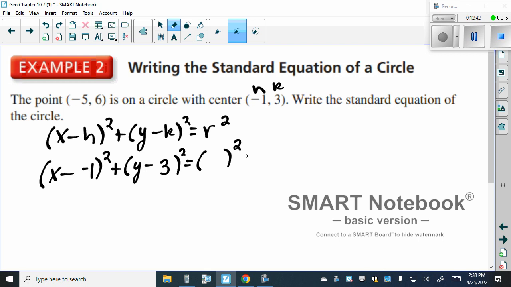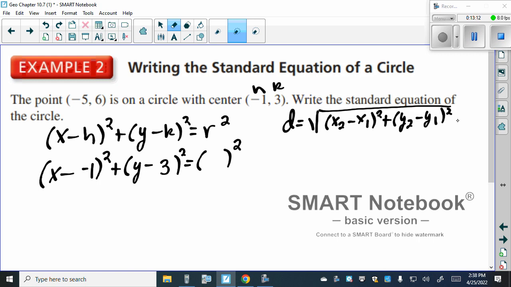But the radius is the distance from the center of the circle to a point on the circle, yes? Well, they gave us a point on the circle. They gave us the center, so we just need to find the distance. It's been a while, but we do have a way to find the distance. It's our (x2 - x1)² + (y2 - y1)², which incidentally is derived from the Pythagorean theorem.